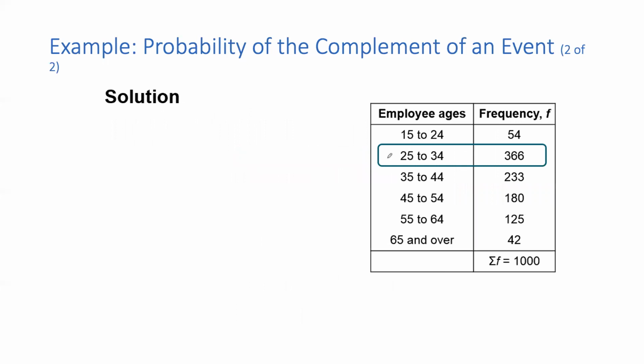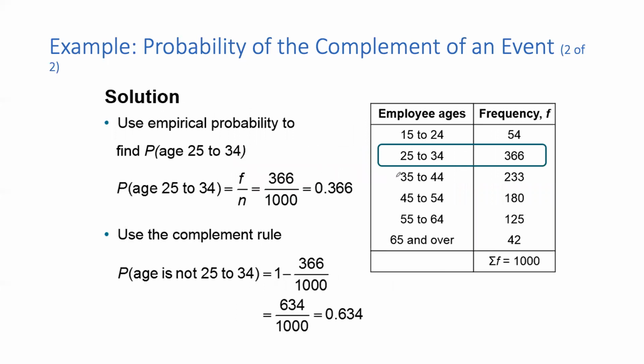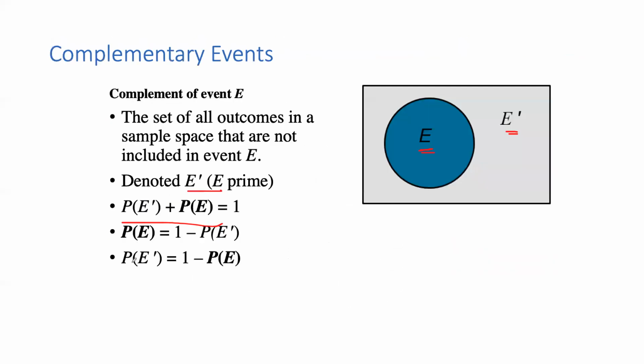Okay. So the solution here is obviously straightforward. The probability that someone will be in the age of 25 to 34, the probability of E here, is 366 over 1,000 or 0.366. That's the relative frequency of this category. So what is the probability that someone's age is not between 25 to 34? It is 1 minus the probability that someone is in the age 25 to 34. That's what this line is telling me. The probability of not E is 1 minus the probability of E.